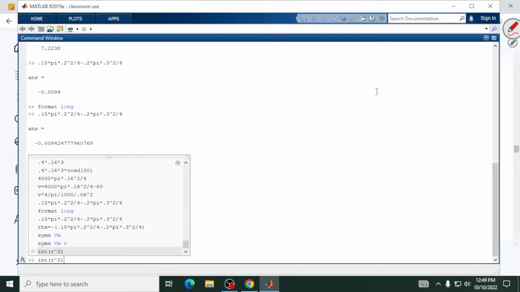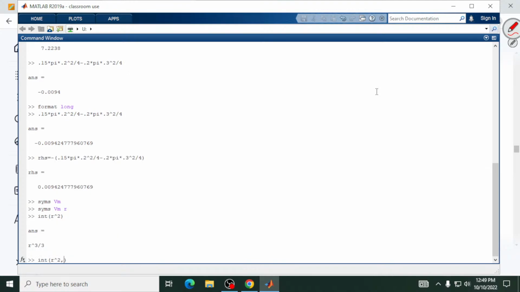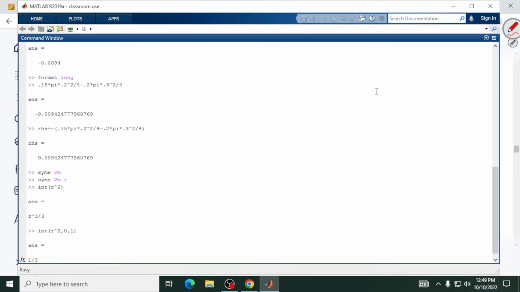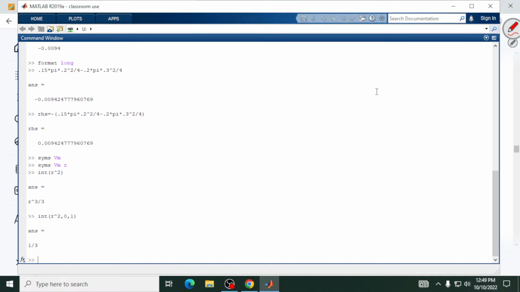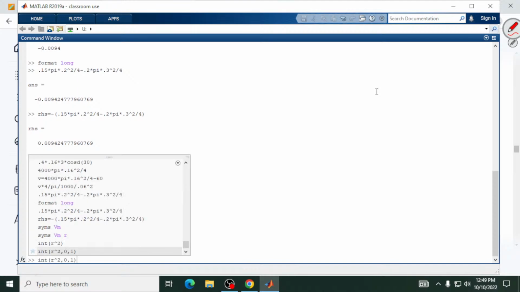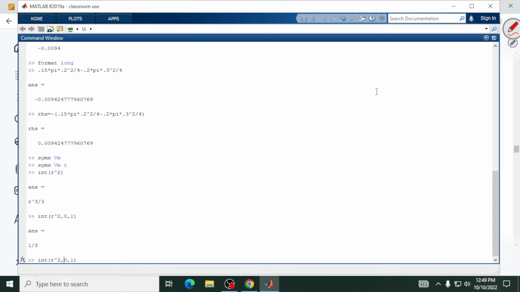Okay. Now let's see if I do integral from 0 to 1. Okay, so that's the limits. So now what I want to do is I want to integrate. 0 to 1 or 0 to 0.1? Yeah, so I'm just playing. I played a couple times just to make sure that I remember I and t was the integral.